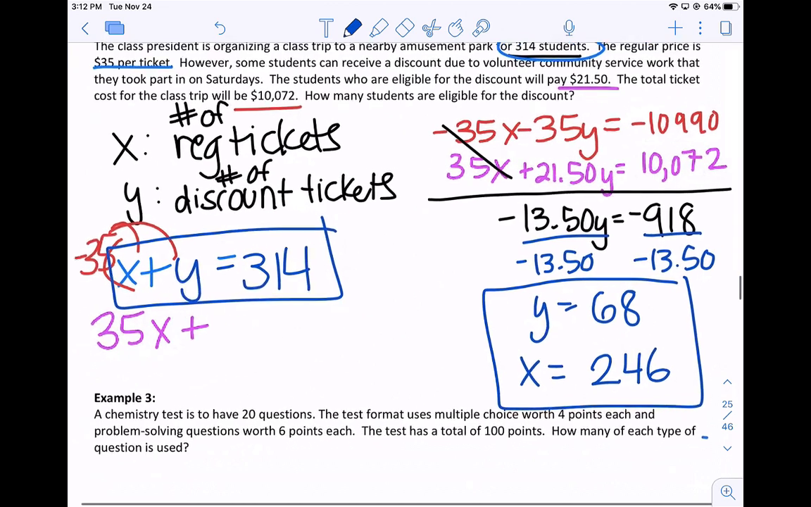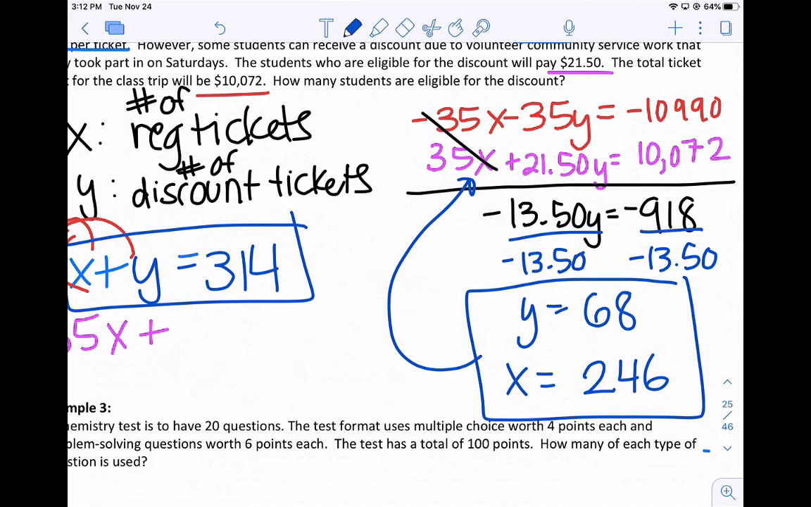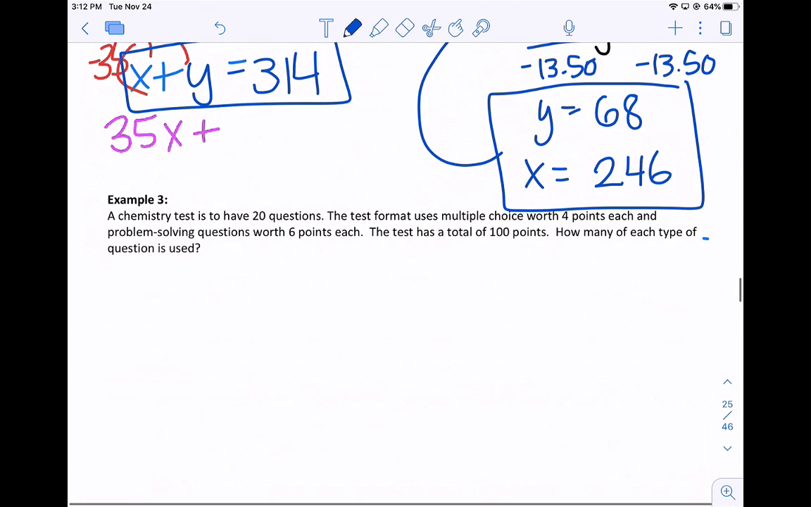And if you want to check, we can plug it into this pink equation. So I'll do that real quick. I'm going to do 35 times X, which is 246, plus, parentheses, the 2150 times the 68 discount tickets. And I should get 10,072, and I do. All right, so I just plugged in and checked my answer.